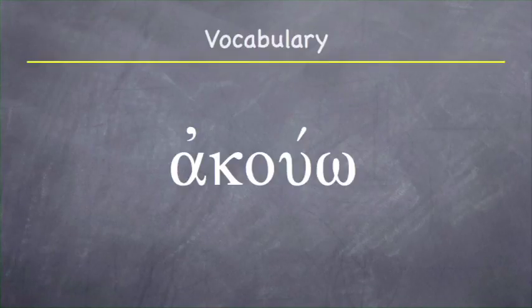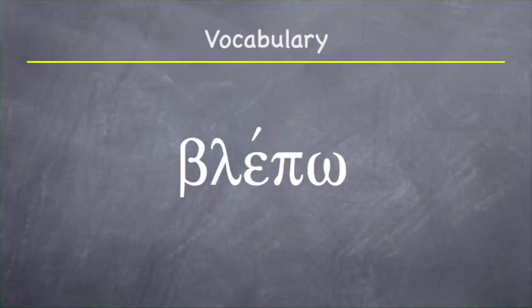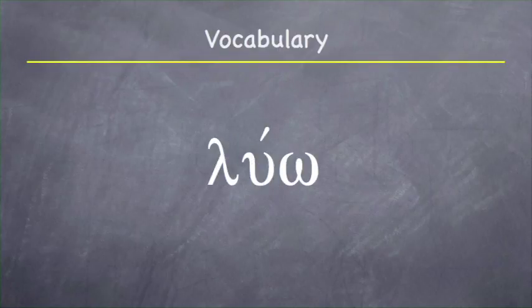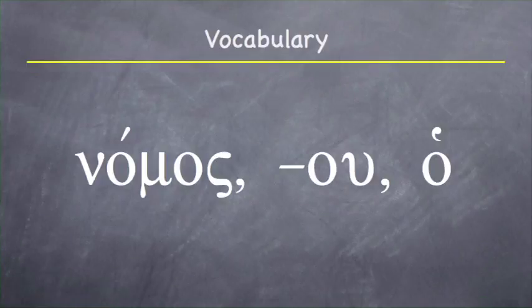Akouo: I hear, learn, obey, understand. Blepo: I see, look at. Echo: I have, hold. Luo: I loose, untie, destroy. Nomos, nomou, ho: law, principle.